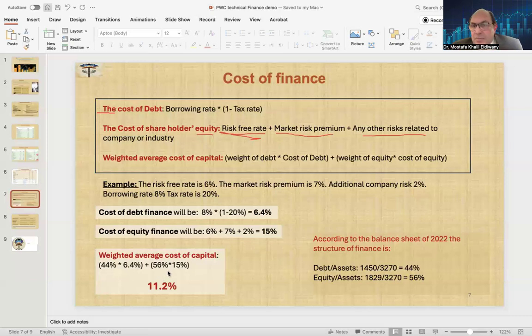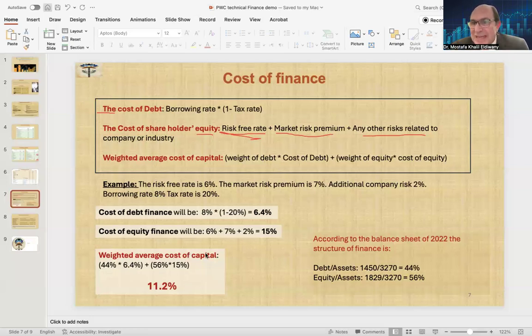Now, the shareholders of the business, or the board and the executive team of the business, decided to finance 56% of the investments from equity and 44% from debt. So multiply the debt finance percentage in your capital times the cost of debt finance, plus the equity finance percentage in the investments you are doing times the cost of equity finance. And you will get what is called the weighted average cost of capital.